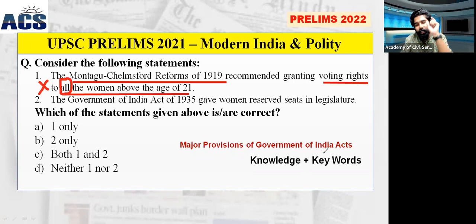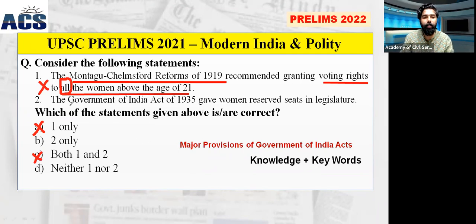So by identifying the keyword, even though there was a provision of giving rights to women, it was not to all women above age 21. There is no universal adult suffrage system provided in the 1919 Act. This is why the first statement is wrong. If the first statement is wrong, we know that we can eliminate option A as well as option C. So by understanding the concept and identifying the keyword, we at least eliminated two options. That means we are left with 50-50 chances between option B and option D.